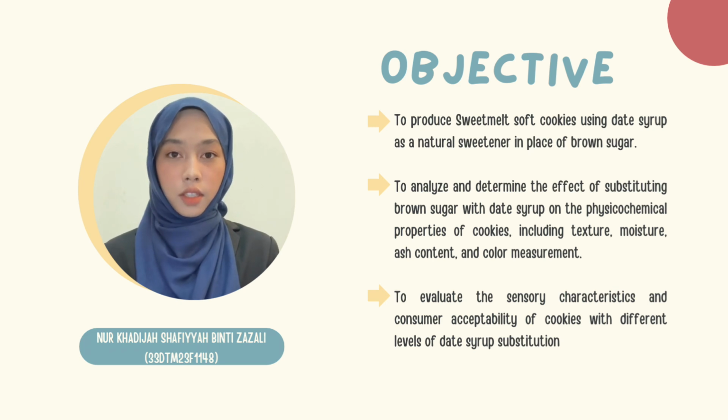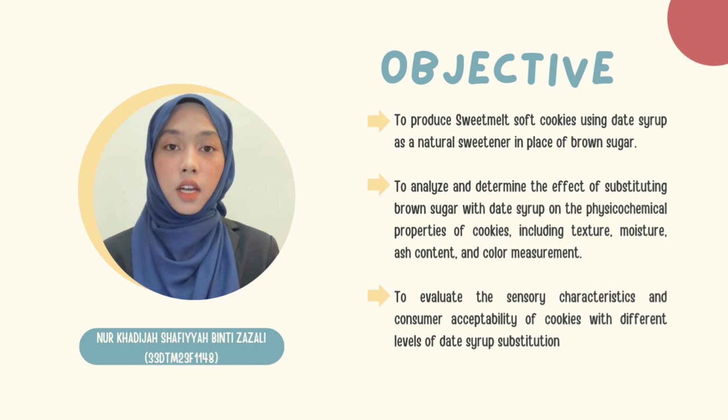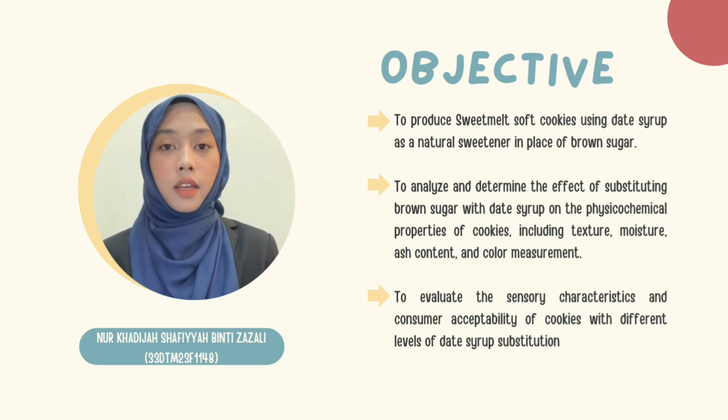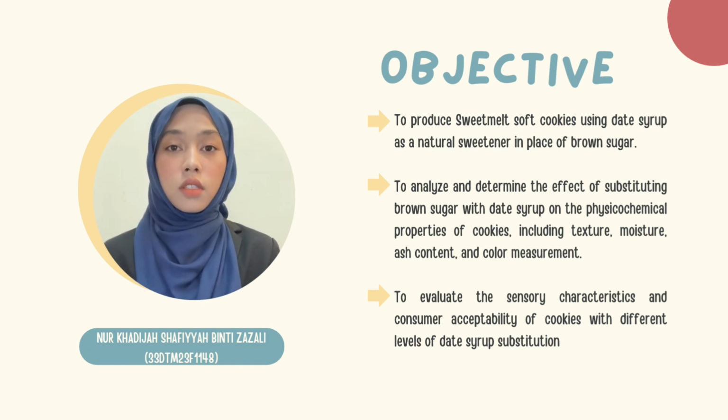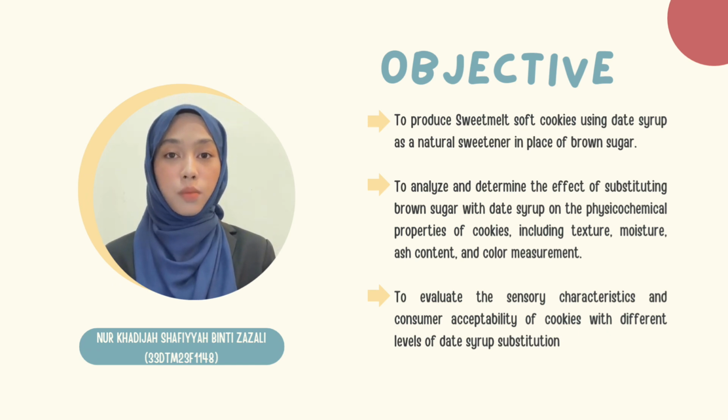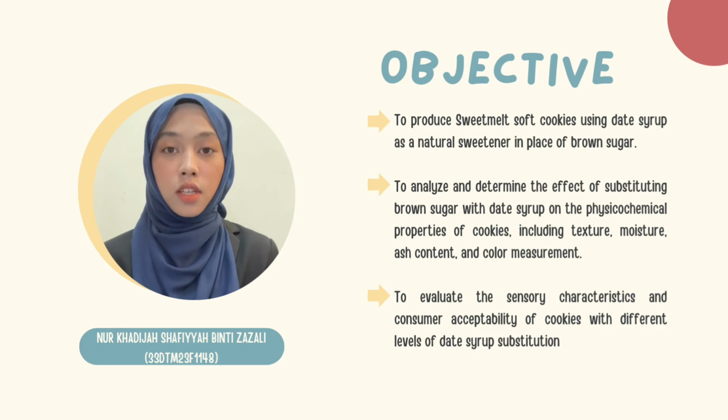The objective of this study is to produce SWEETMELT soft cookies using date syrup as a natural sweetener in place of brown sugar. Next, to analyze the effect of the substitution on the texture, moisture, ash content, and color measurement of the cookies. And finally, to evaluate the sensory characteristics and consumer acceptability at different levels of date syrup substitution. Through these objectives, we aim to create better, softer cookies using natural ingredients.